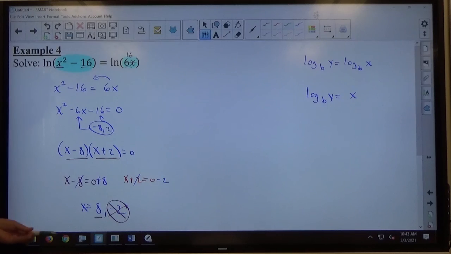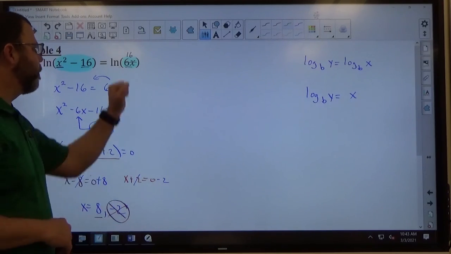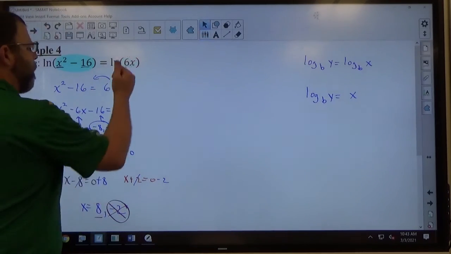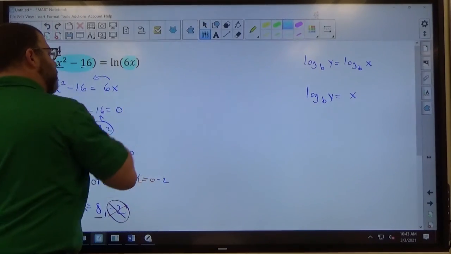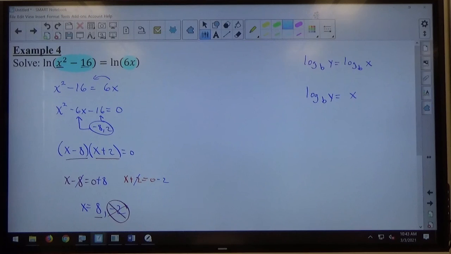So make sure that every time you do a logarithmic equation, no matter what you start off with, that the arguments, what's highlighted in blue, are positive values based on your answers. If they are, the answer's good. If they aren't, the answer's bad. Toss it out.